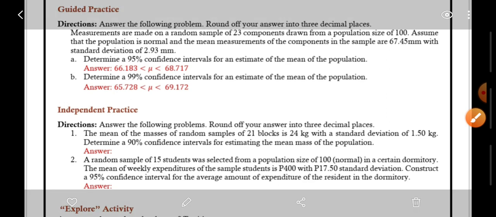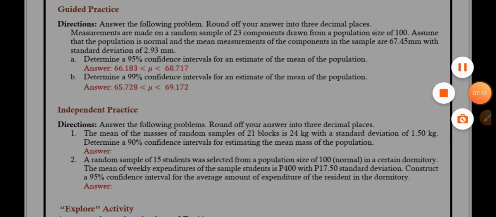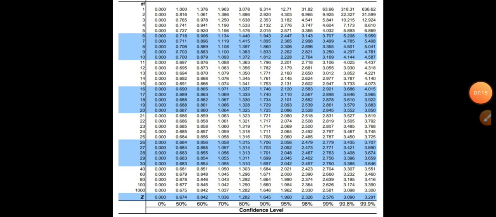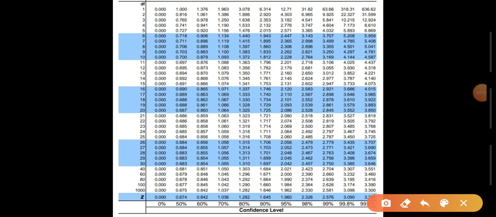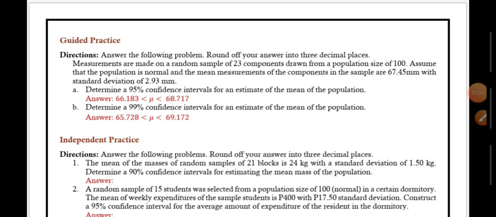Next is letter B. Same given, but you have to perform it with a confidence level of 99%. So our n is still 23, minus 1 for degrees of freedom. This is going to be 22. So for the second sample, the confidence level will be 99% and our degrees of freedom is still 22. Its point of intersection is 2.819. Just remember 2.819.